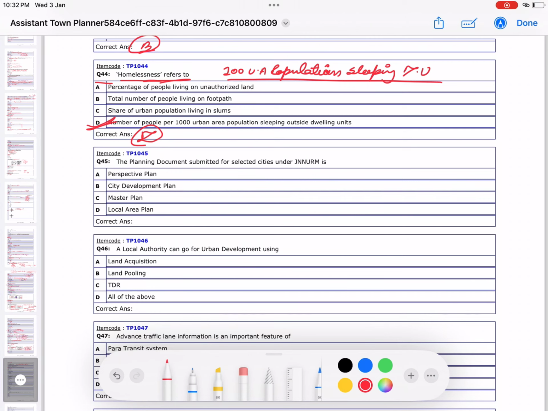Now question number 45. The planning document submitted for selected city under JNNURM is, so this is given under City Development Plan. Now first, what is JNNURM? It stands for Jawaharlal Nehru National Urban Renewal Mission, and it was launched in 2005.